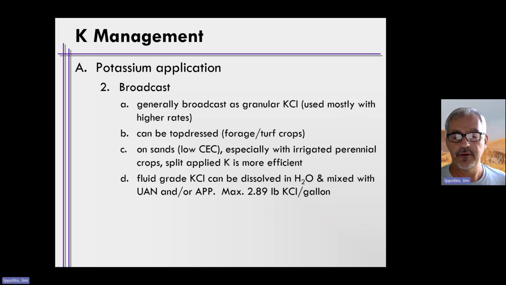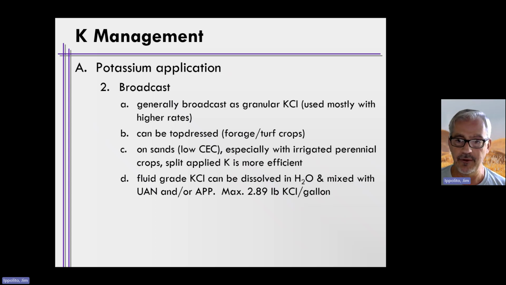So application. Let's talk about broadcast application, and then let's talk about band application. So broadcast application, this is generally broadcast as a granular fertilizer. Potassium chloride is most often used. We can do something called top dressing, which is you broadcast across some plant that's already in place, like forages or turf. On sandy textured soils with low CEC, and especially with irrigated perennial crops, you apply potassium fertilizer.